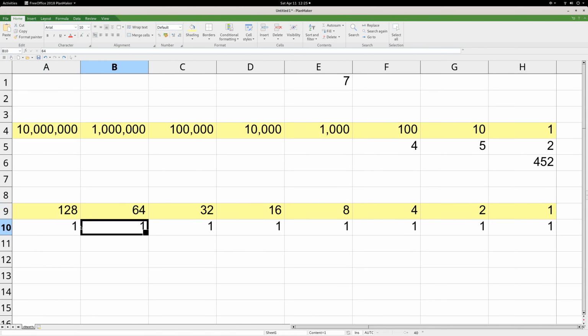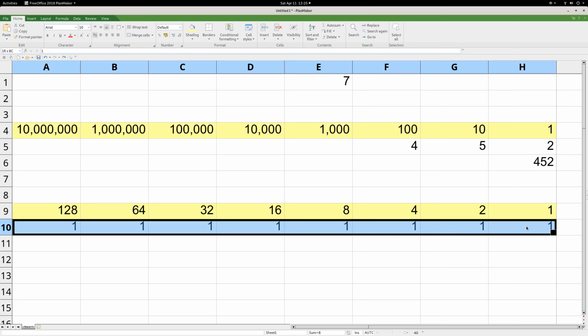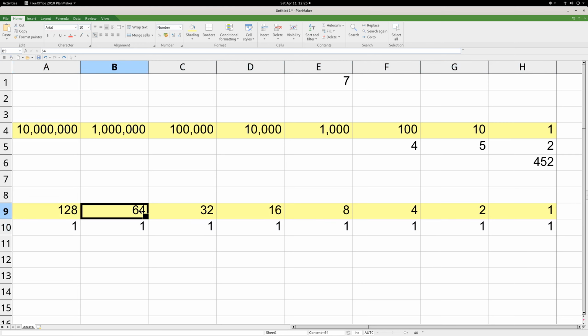If everything is 1, you have a sequence of 8 ones. That's 192 plus 32, which is 224, plus 16, 240. Plus 8, 248. Plus 4, 252. Plus 2, 254. Plus 1, 255.